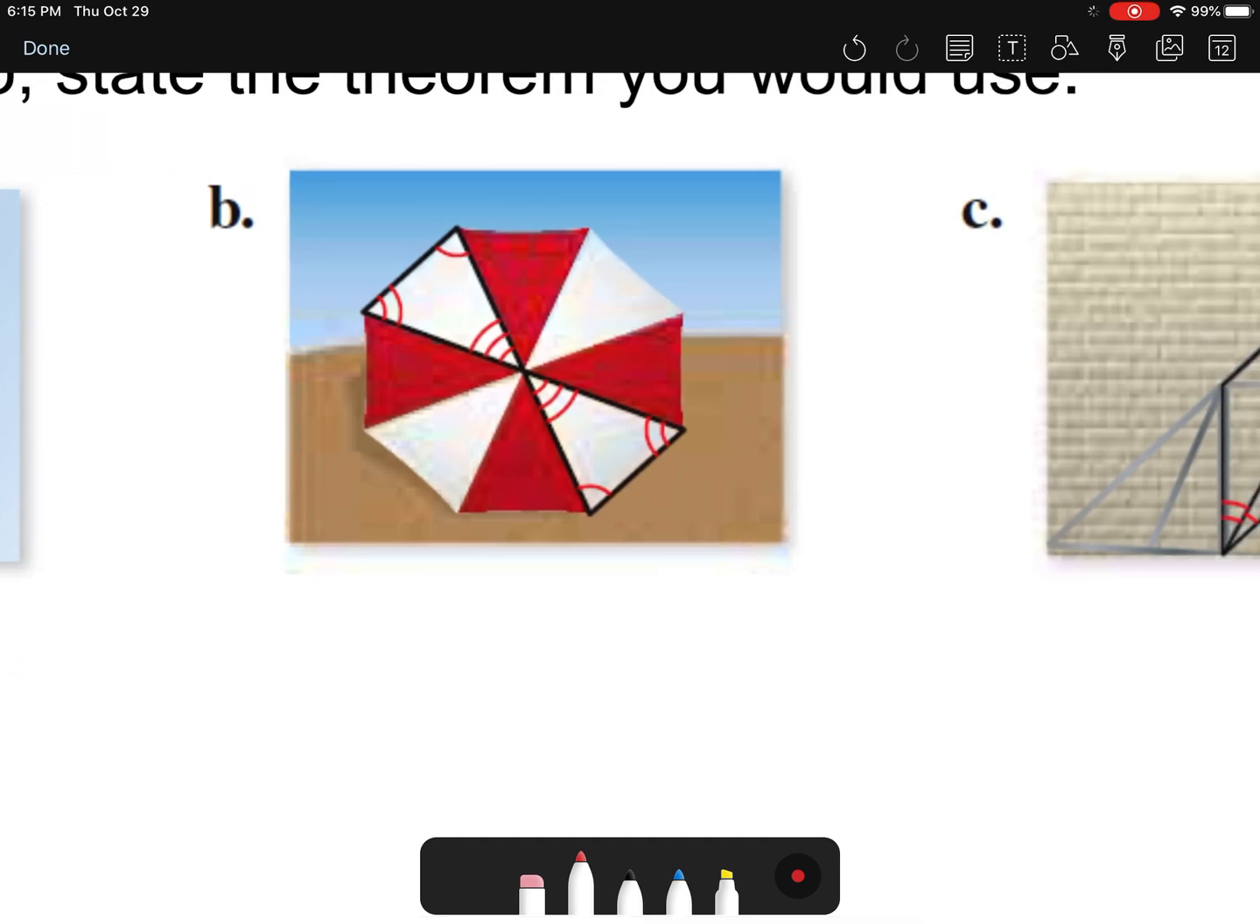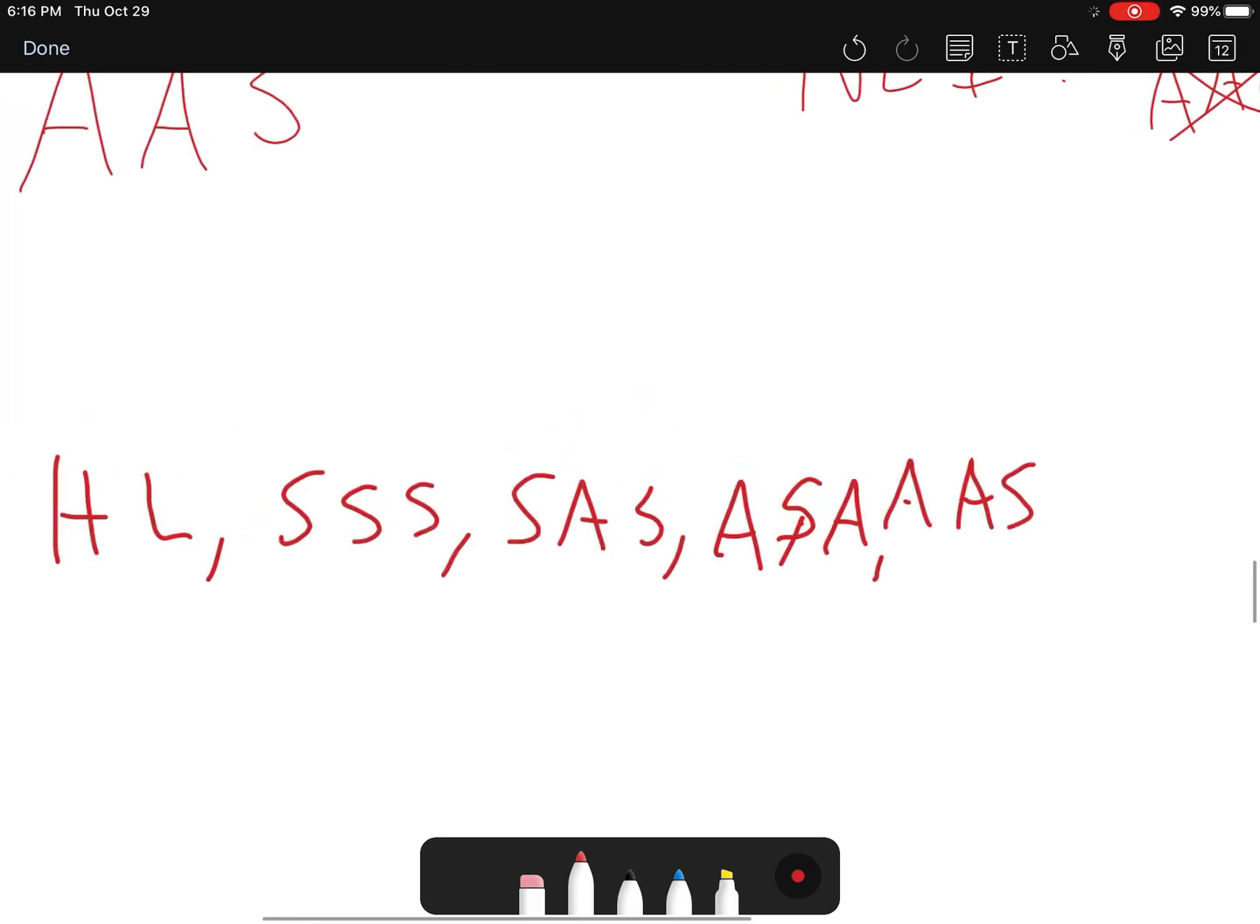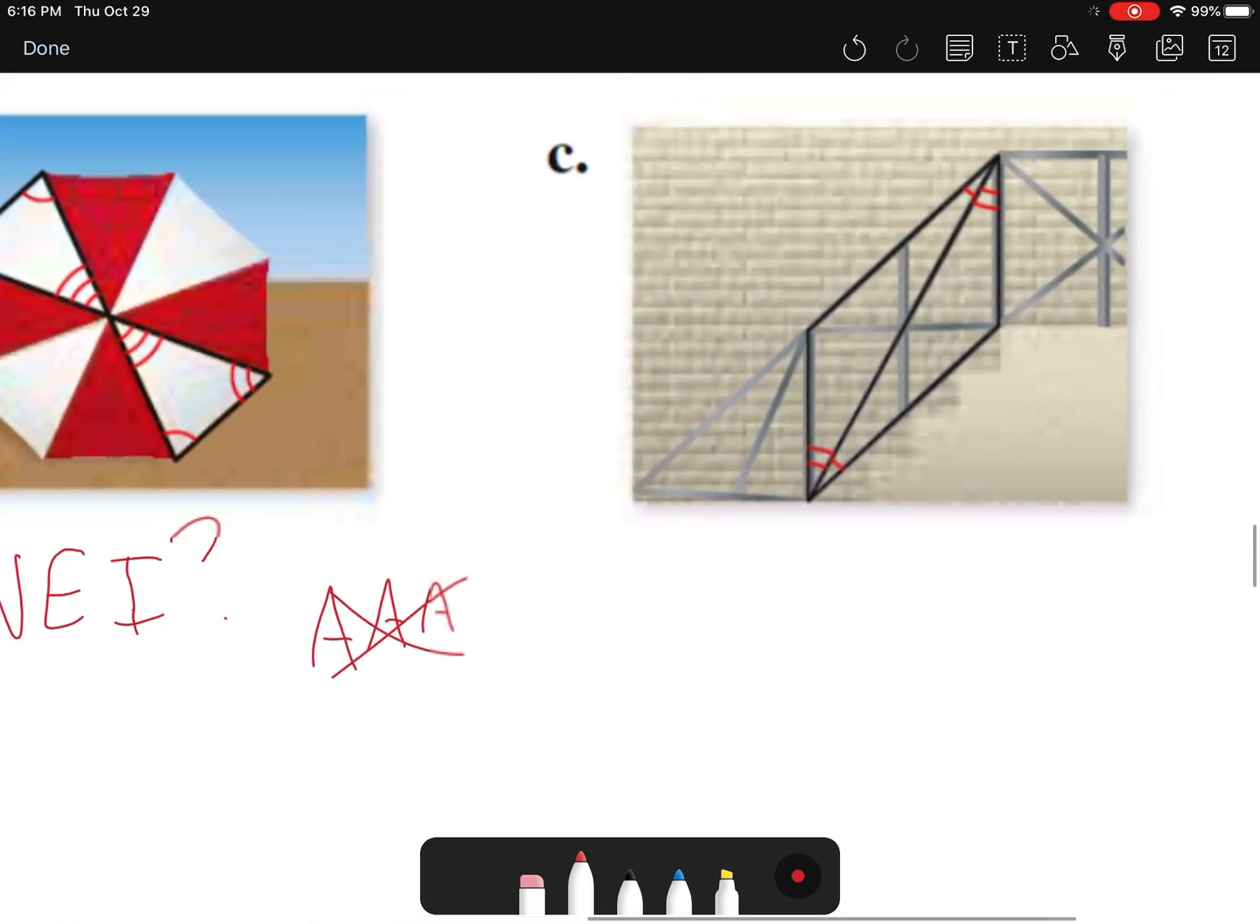Okay, on B, I have all three angles congruent. Are there any sides congruent? Not that we know, do we? So I usually have everyone just say NEI, not enough information. We need more information. We need a side because angle, angle, angle does not work. Remember, it's got to be one of those five.